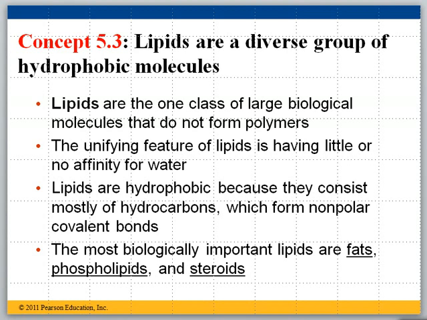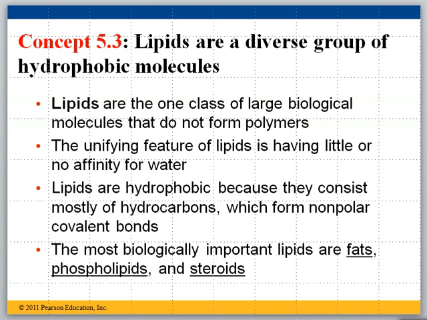Lipids are the one class of large biological molecule that don't really form polymers, or certainly they don't form long polymers and chains like the others do. Some of these are repeating patterns, like short chain molecules, but normally we wouldn't call them polymers. They're not long enough and complex enough to be called polymers.